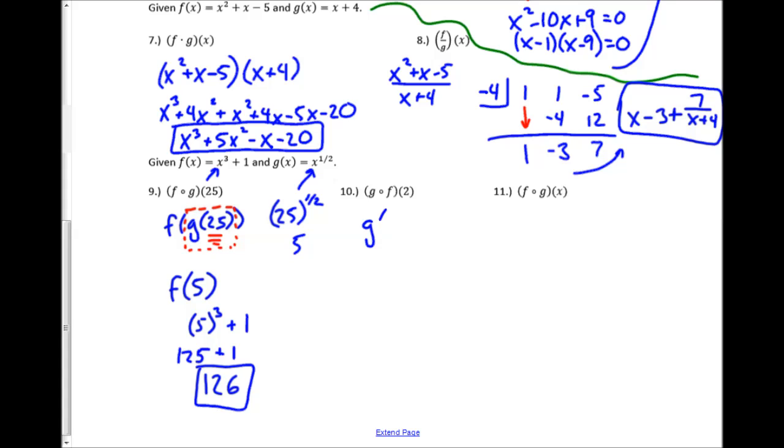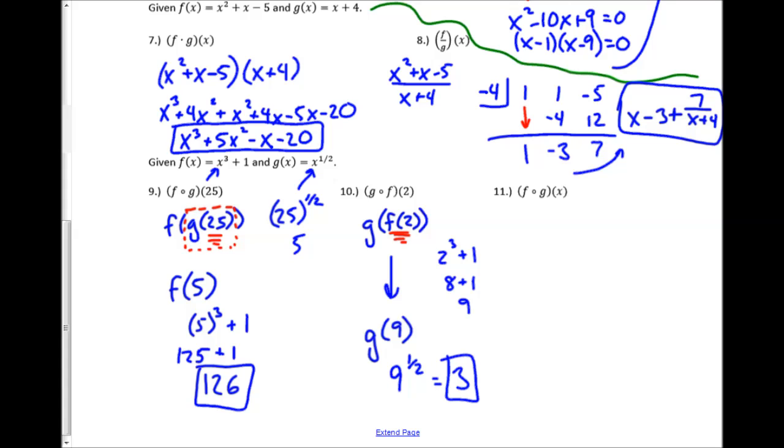For this one, it says g of f of 2. So again, I'm plugging the 2 into the f function. So I'm starting with the f function this time. That's going to be 2 to the 3rd plus 1, which is 8 plus 1, which is 9. So now what I have here is g of 9 when I substitute that in, which means I'm plugging a 9 into the g function. So I have 9 to the 1/2 power, which is 3.